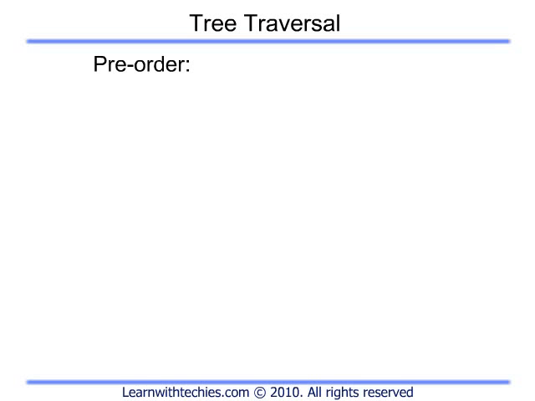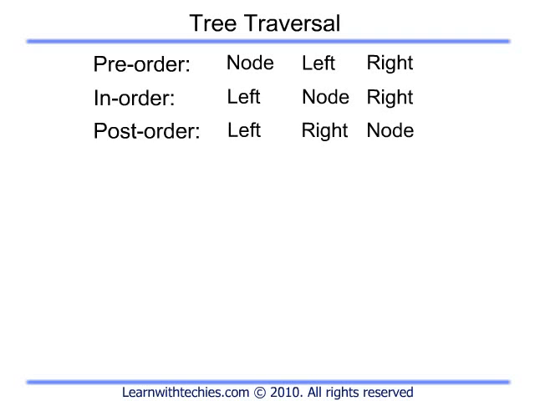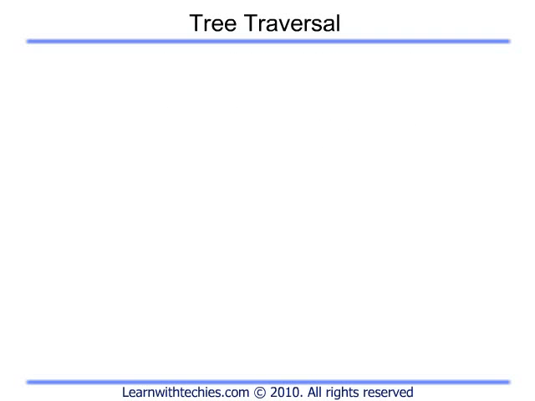In pre-order traversal, the root of the tree is visited first and then the left and right subtrees are traversed respectively. In in-order traversal, the left subtree is traversed first, then the root of the tree, and finally the right subtree. In post-order traversal, the left subtree is traversed first, then the right subtree, and then the root of the tree is visited.